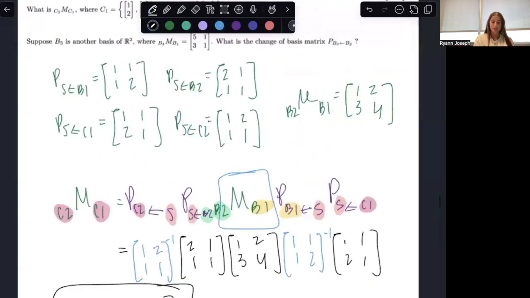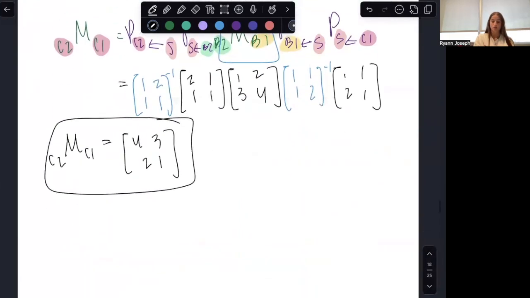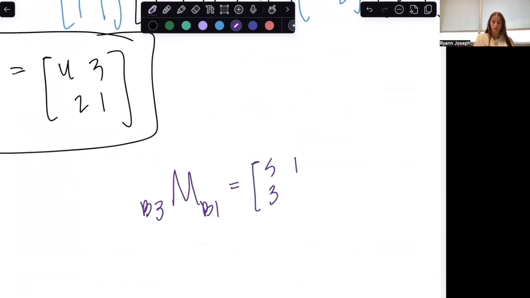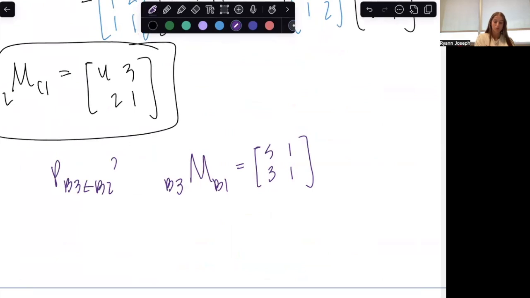The second part of the question is B3 is another basis of R2, where we have the linear transformation going from B1 to B3 look like this. How is it related to B2? What is the change of basis matrix between B2 and B3? So this one's kind of just showing us how to use this information a different way. I have the linear transformation going from B3 to B1, is 5, 3, 1, 1. They want us to figure out what is the change of basis matrix that goes from B2 to B3.